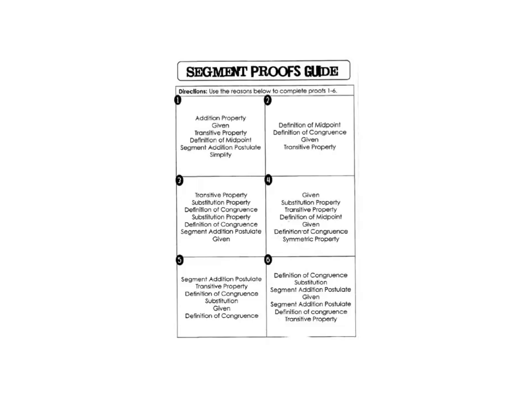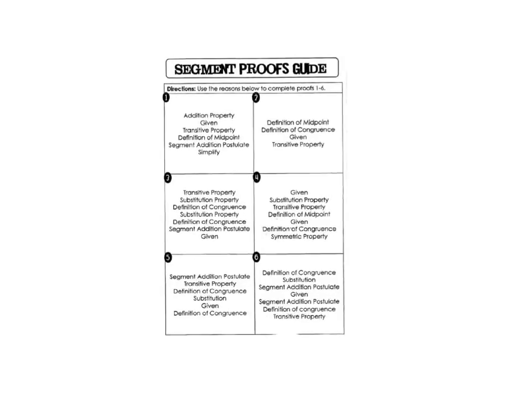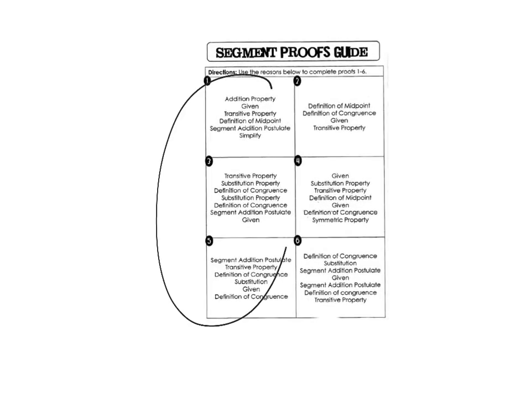You should have in front of you a list of reasons for proofs numbers 1 through 6, the segment proof guide. These are all reasons that complete each of the proofs 1 through 6. We're only going to do 1, 3, and 5 together, obviously, because we only do the odds. But if you ever wanted to go back and try 2, 4, and 6 on your own for extra practice, these are the reasons that you would use, kind of like a word bank to fill in those proofs. All right, so let's get started on proof number 1.